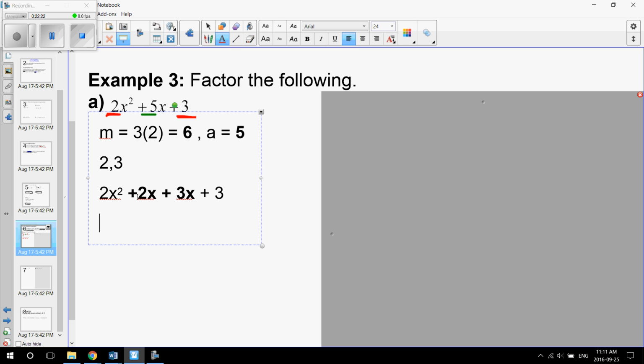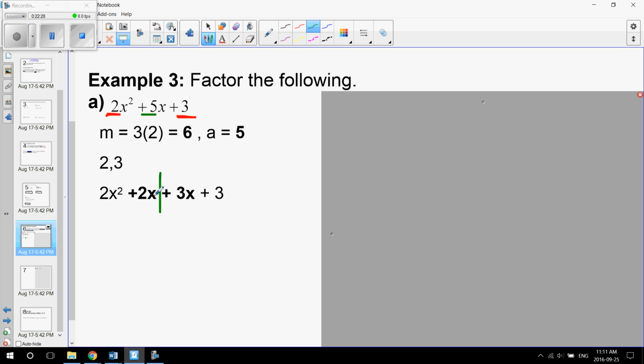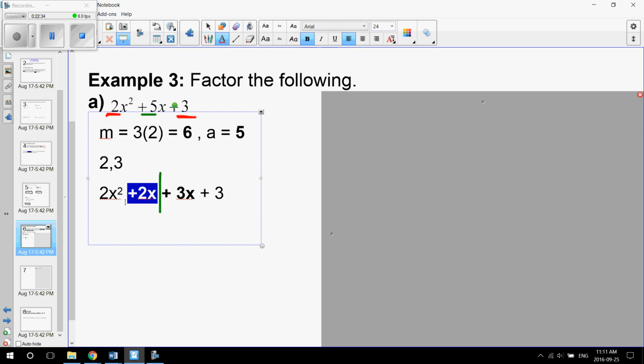So now when we have lots of things like this, what we're going to do is break it up in half. So we're going to look at the first two terms, and then we're going to look at the next two terms. And what we're going to do is see what we can common factor out. This is where our common factoring comes back in. What can we common factor out of this 2x squared plus 2x? And remember, it needs to be the biggest common factor that we can pull out.